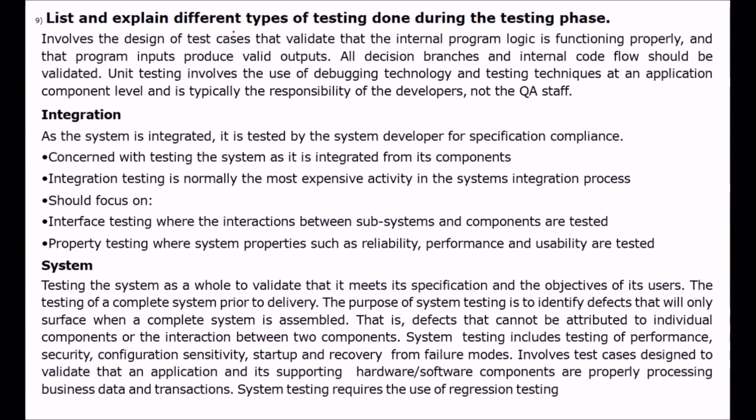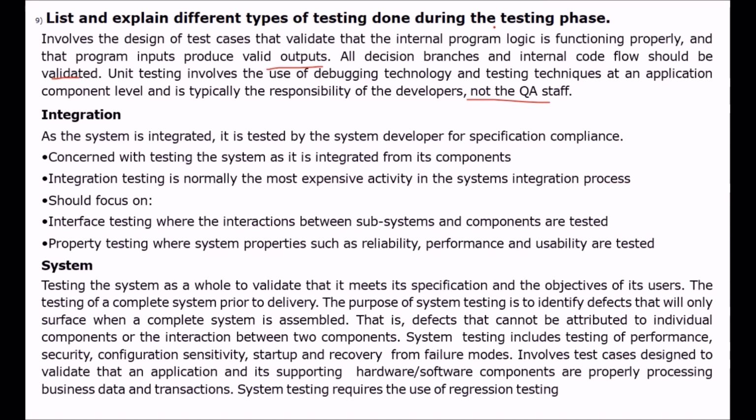different types of testing done during the testing phase. Now we have come to the testing phase. It involves the design of test cases that validate that the internal program logic is functioning properly, and that the program's inputs produce valid outputs. All decision branches and internal code flow should be validated. And unit testing involves the use of debugging technology and testing techniques at an application component level, and is typically the responsibility of developers.